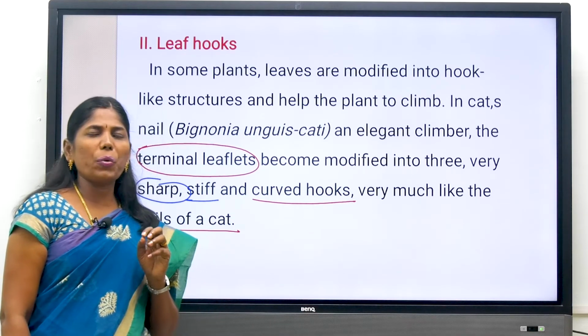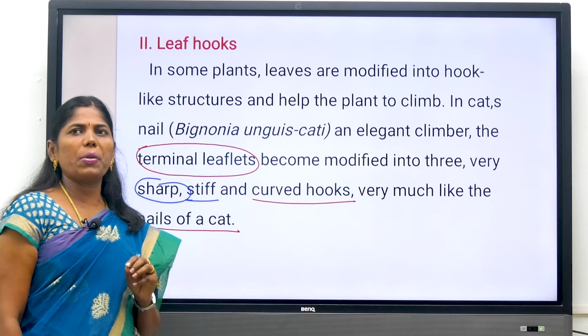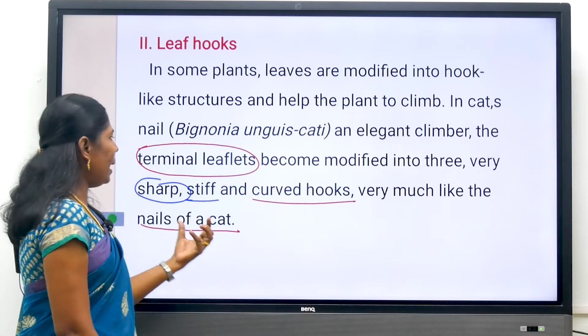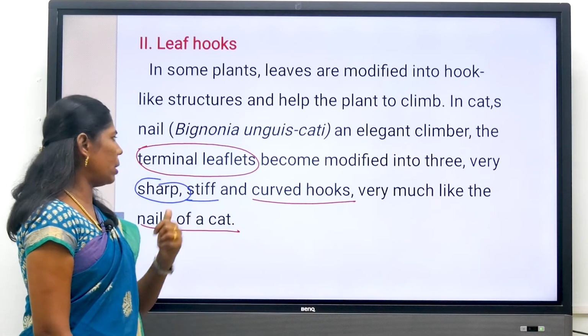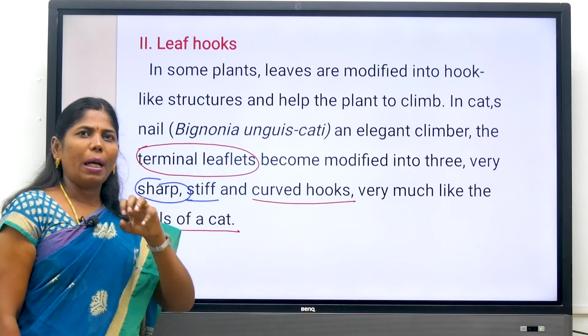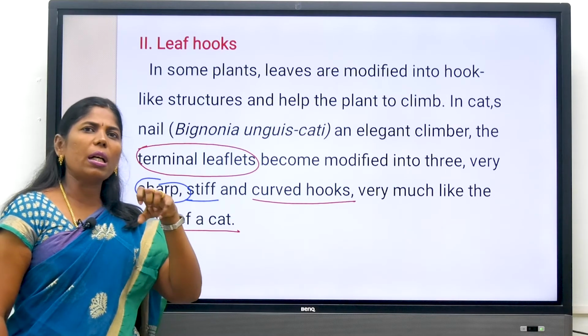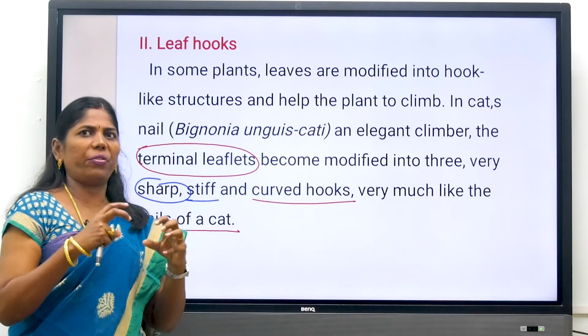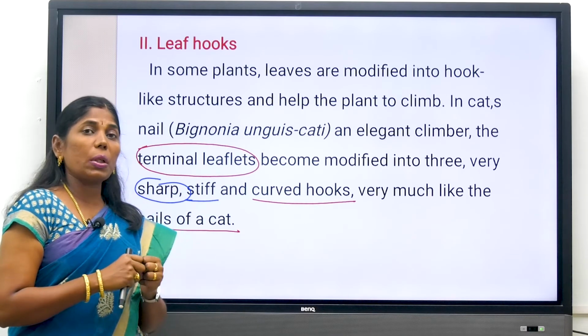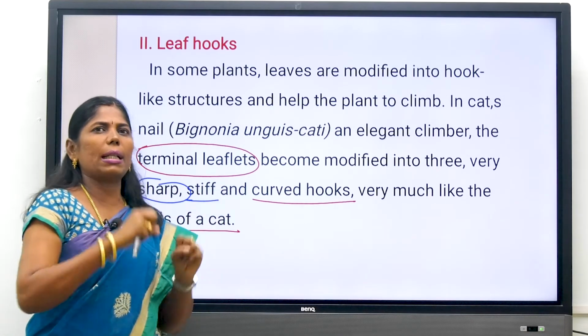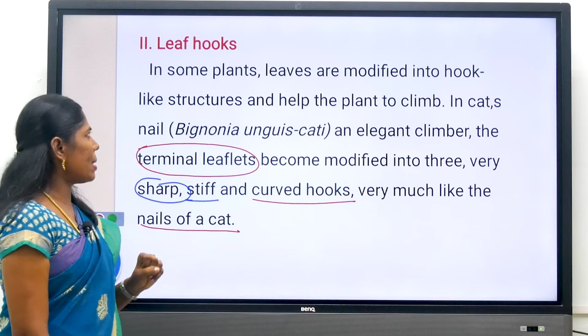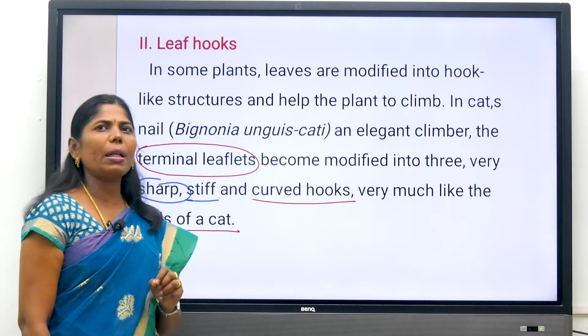So that is the Bignonia unguis-cati, okay. Bignonia unguis-cati is similar to the nails of the cat. So what is the structure? That is very sharp and stiff, okay. It's a curved, hook-like structure, sharp and stiff and curved. So that is used for climbing the tree very easily. So that example is Bignonia unguis-cati, okay.